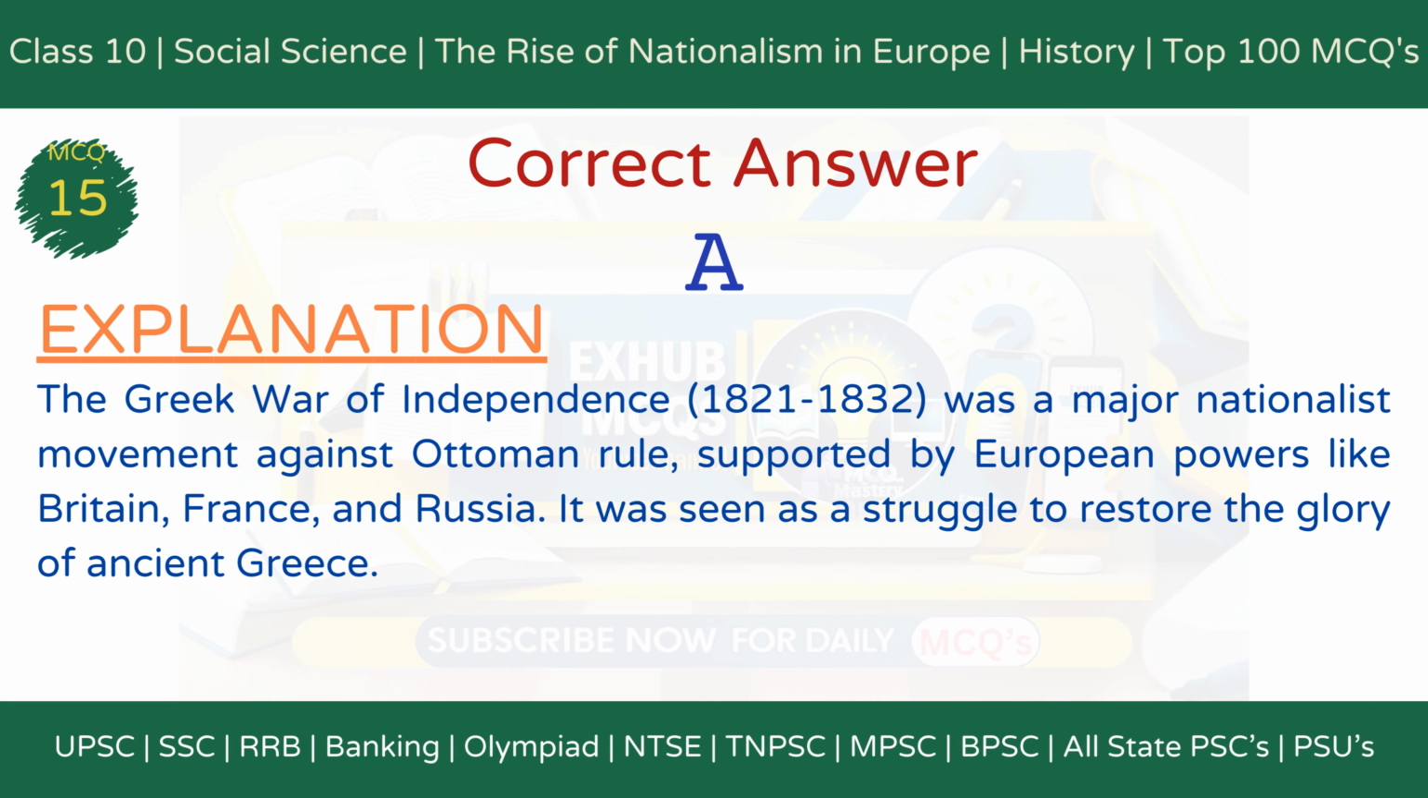The correct answer is option A. It was the first nationalist uprising against Ottoman rule. Explanation. The Greek War of Independence, 1821 to 1832, was a major nationalist movement against Ottoman rule, supported by European powers like Britain, France, and Russia. It was seen as a struggle to restore the glory of ancient Greece.